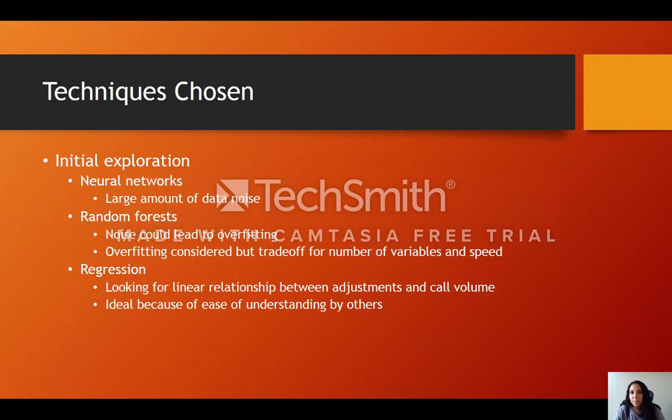Initially, based on our preliminary analysis, we decided to look at neural networks, random forests, and regression. Those were the three different methods we were going to try to produce a model for this call center. We assumed, and kind of found, that there was a large amount of data noise, so we thought neural networks would be good for that. With random forest, we were a little worried that all of the noise in the data could lead to overfitting, so we kept that in the back of our mind as we approached that technique.